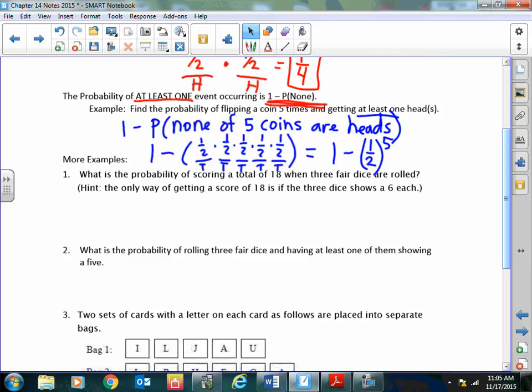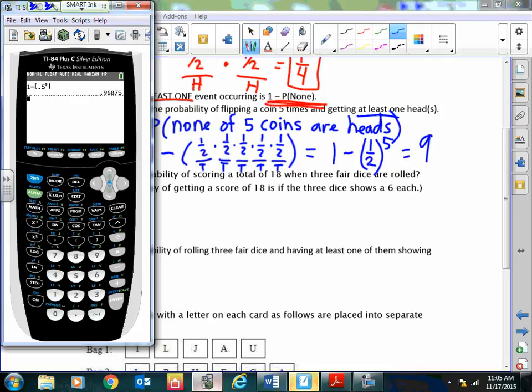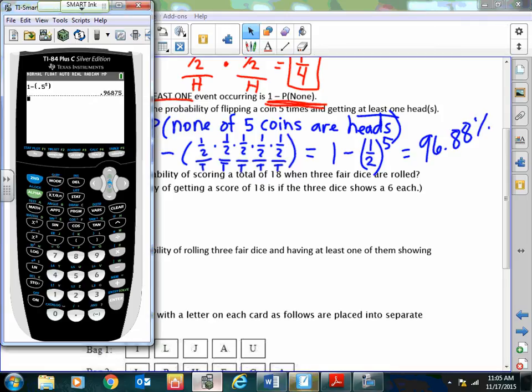Which, by the way, if you put that into your calculator, it would look like that. 1 minus 0.5 to the 5th power. And that means there's a 96.88% chance that you're going to get at least one heads when you flip the coins. Which, doesn't that make sense? Seems like it should be a pretty high chance that you're going to get at least one of them being a heads. Okay.